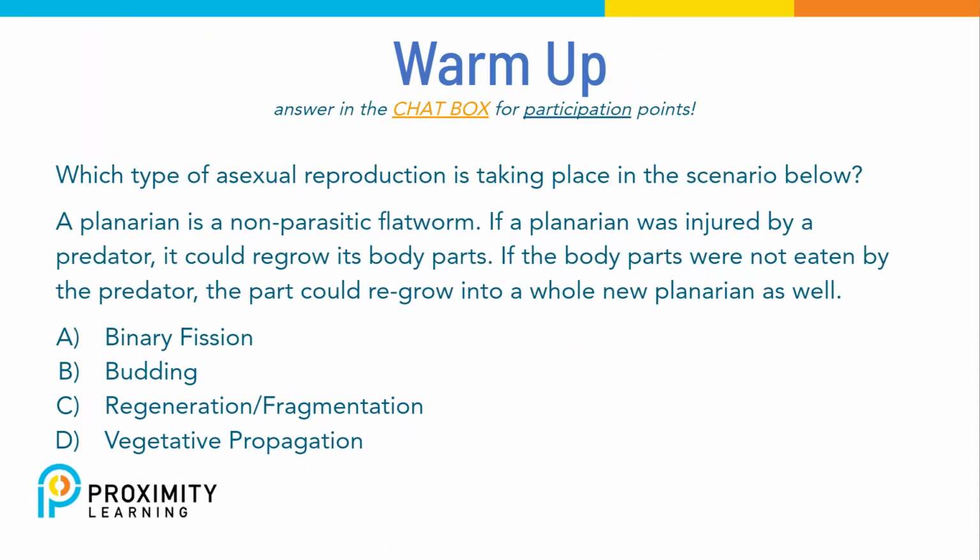Which type of asexual reproduction is taking place in the scenario below? A planarian is a non-parasitic flatworm. If a planarian was injured by a predator, it could regrow its body parts. If the body parts were not eaten by the predator, the part could regrow into a whole new planarian as well. What would that be an example of? I'll pause for you to answer.